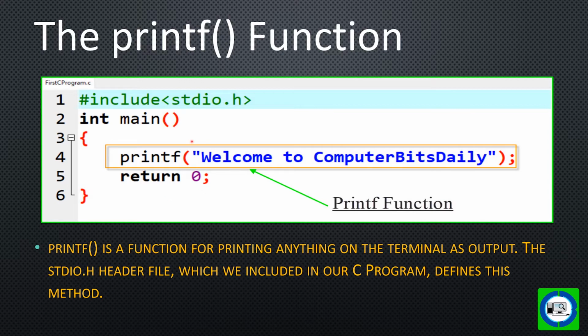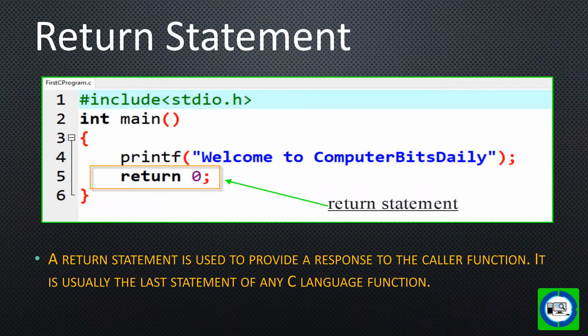This is the printf function. To display any message on the output terminal, we use this function. This function is an inbuilt function and is included in the stdio.h header file. To provide a response to a caller function, the return statement is used, and usually this is the last statement of any C function.